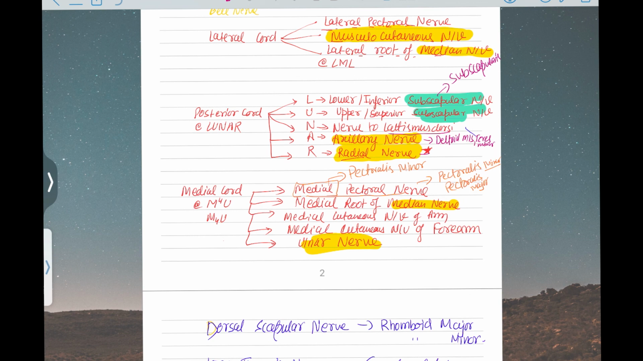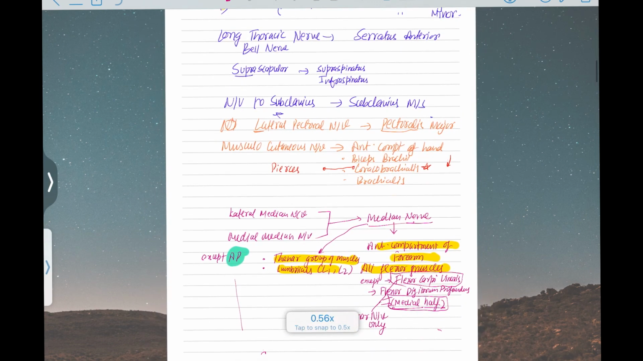I've told you already about the pectoral nerve. I've told you already about the median nerve. The medial cutaneous nerve of the arm is going to supply the cutaneous part of your arm, the medial, like the lower third of your arm. And another one, the medial cutaneous nerve of the forearm, is going to supply the forearm only, the skin part of your forearm, that also the medial. And last but not the least, there's the ulnar nerve.